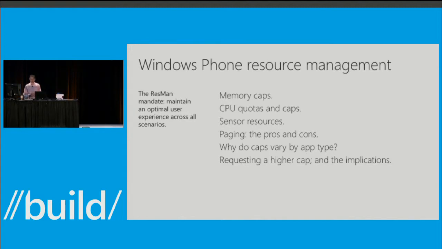So the resource manager maintains this balance. It's not a totalitarian state. We maintain some level of balance, and then we leave it up to the apps to do the rest. And we manage memory, CPU, and access to any contended sensor resource, so camera, microphone, speaker, audio pipeline, accelerometer, and so on. And we introduced paging a while back, and we continue to use paging very carefully because there are disadvantages to it. And I'll look at the matrix of caps and why they're different.